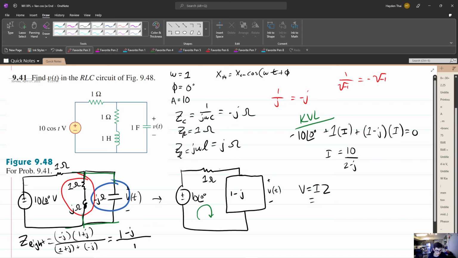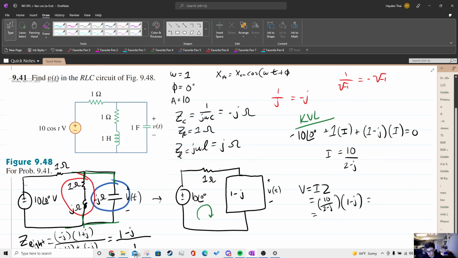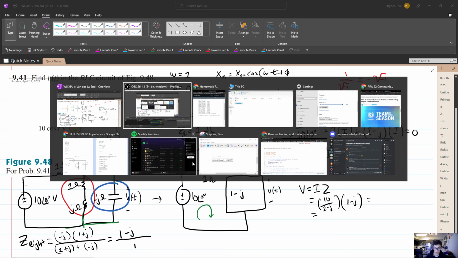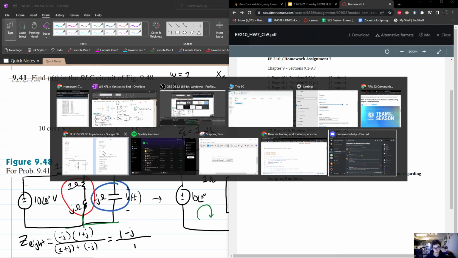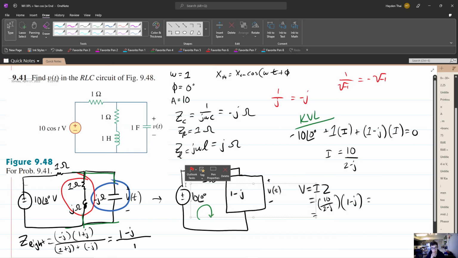Last step, all we need to do to solve for V of t is use our phasor equation. We just found I, and we know Z is 1 minus J. So here's I, 10 over 2 minus J, times Z, which is 1 minus J. That's going to give you 6.32 angle minus 18.43. But this is phasor form.